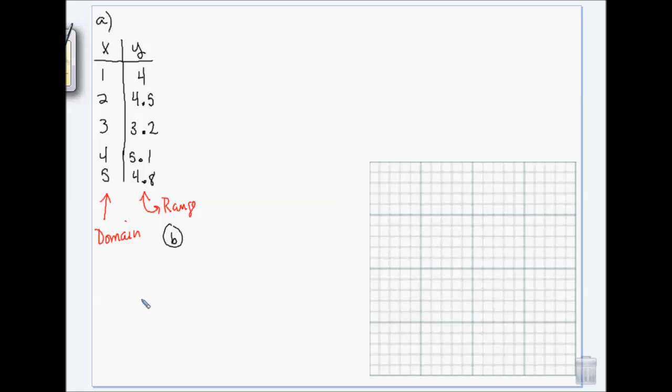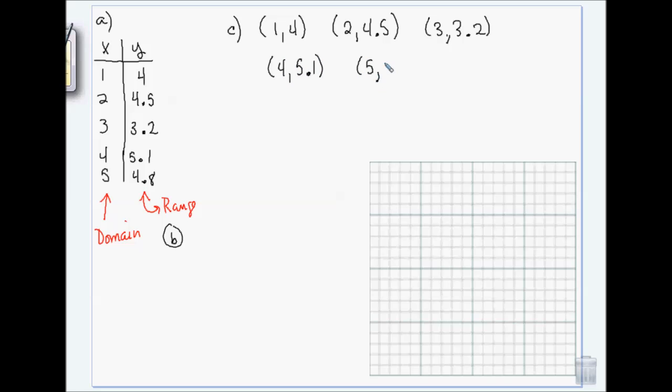C asks us to write the data as a set of ordered pairs. Now, when you're actually making a graph, you can just look at this and go, okay, that's an ordered pair. You don't actually have to write them, but I'm going to do it just for now. So 1, 4, that's one ordered pair. 2, 4.5, that's that ordered pair. 3, 3.2, that's this one. 4, 5.1, and 5, 4.8. And then graph the data.